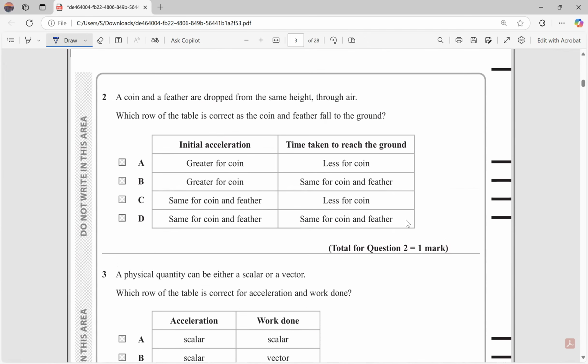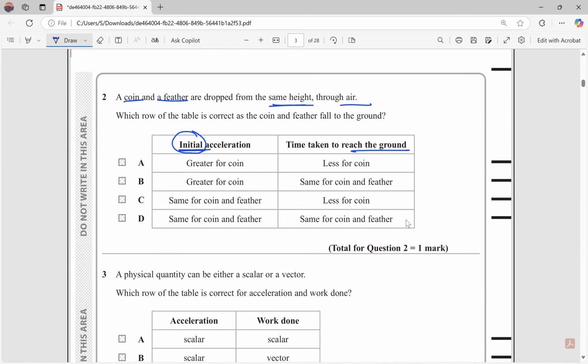Question 2. A coin and a feather are dropped from the same height through air. Which row of the table is correct as the coin and feather fall to the ground? Initial acceleration and time taken to reach the ground. Coin is heavy, feather is light. The height is the same. They're falling through air, not vacuum. And we have to talk about the initial acceleration, not the acceleration in general or at some point, initial acceleration.